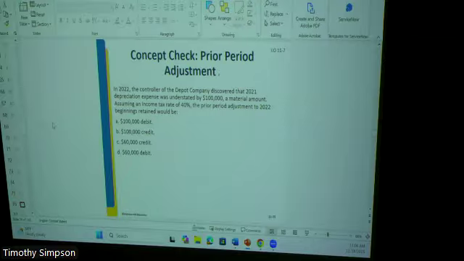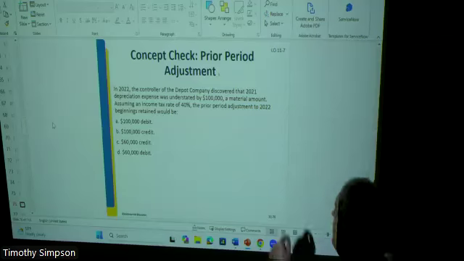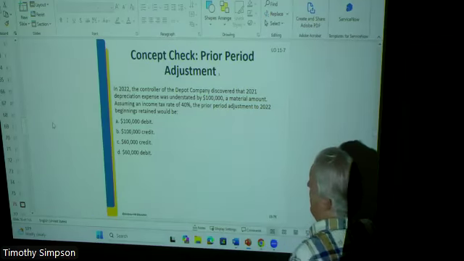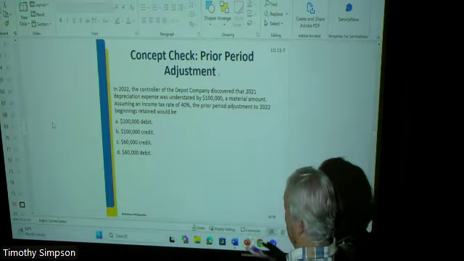Okay, all right, and so here's a quick quiz question. In 2022, the controller of the Depot Company discovered the 2021 depreciation expense was understated by $100,000. I like this question a lot because this is not something that's that unusual at all. It's a good question. So we understated it for whatever reason. I don't know who knows, right? And we're saying it's a material amount, right? So we're saying $100,000 is material.